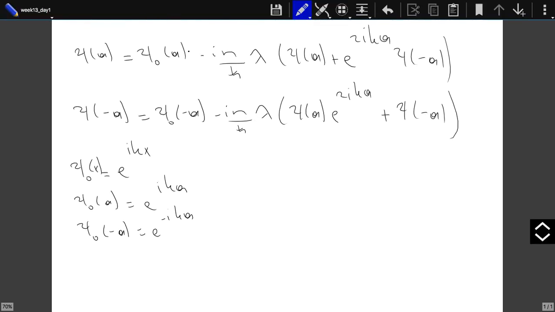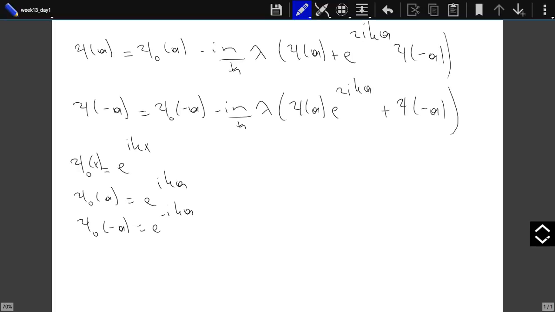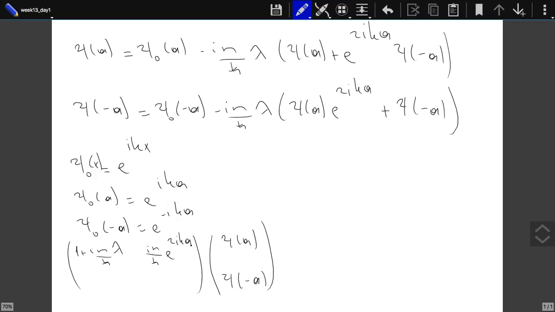Now let's rewrite these two equations in a slightly different form. We have psi of a, psi of minus a, multiplied by the matrix: first line, 1 plus i m lambda over h bar, and i m lambda over h bar e to the power 2 i k a. For the second line, lambda i m over h bar e to the power 2 i k a, and 1 plus i m lambda over h bar. This would be equal to psi 0 of a, psi 0 of minus a.